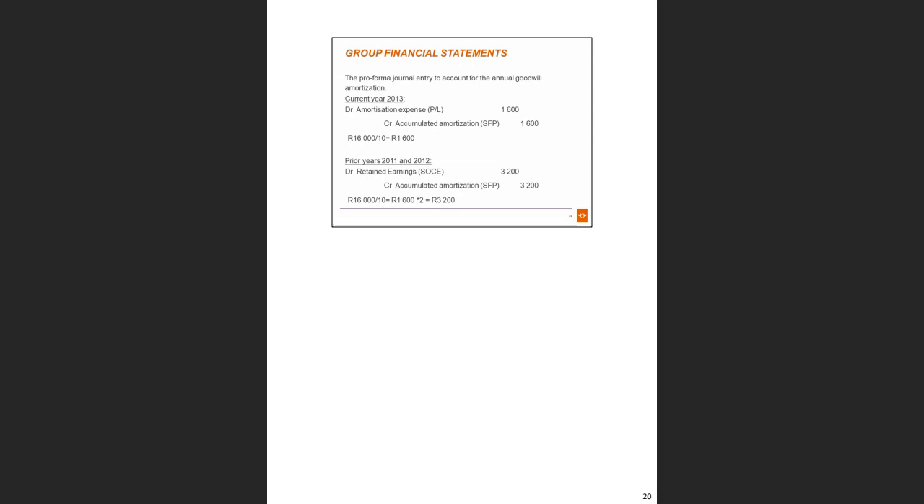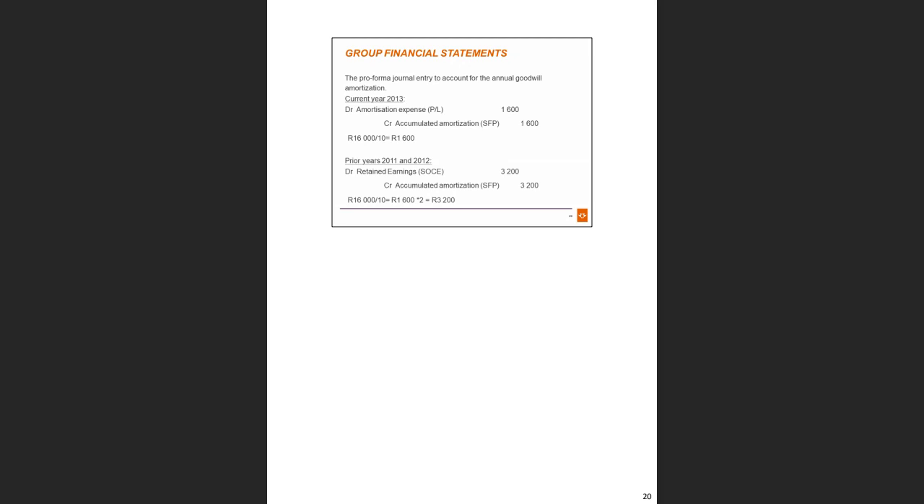So we have a separate account for P, the company, but then we prepare consolidated financial statements for the group. When we prepare consolidated financial statements, we need to pass a journal entry for goodwill. And that is what was done in the at-acquisition pro forma journal entries. When we set off the equity against the investment in S, we saw there was goodwill. The goodwill in this question was 16,000 Rand.